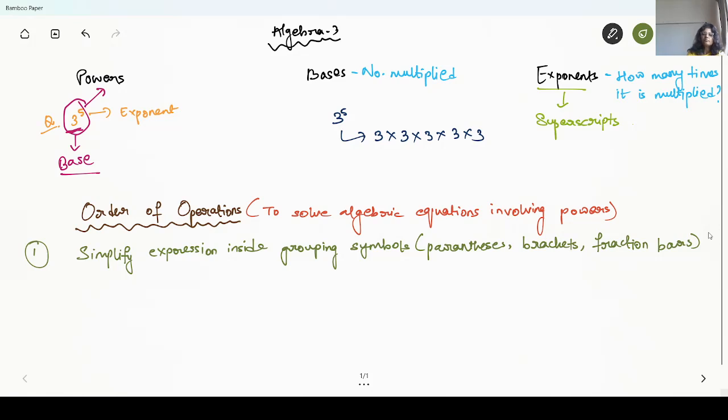The next thing we are going to do is evaluate the powers. Third, we will do the basic mathematical part, that is the calculations. We'll do the addition and the subtraction.